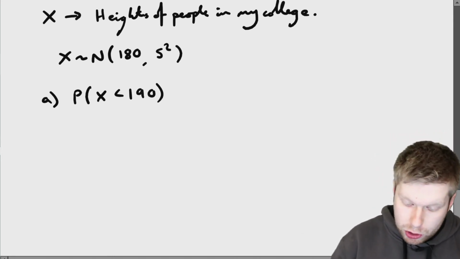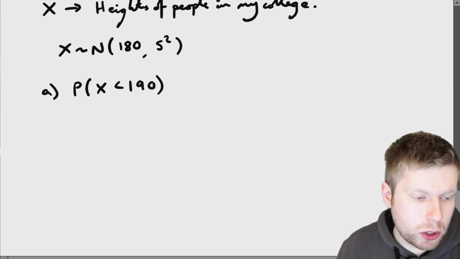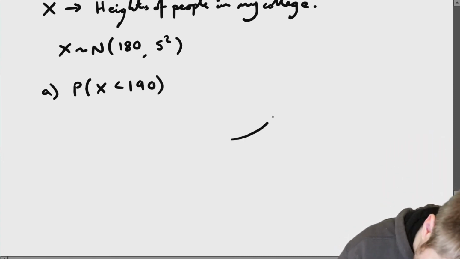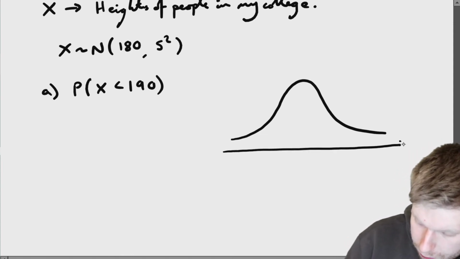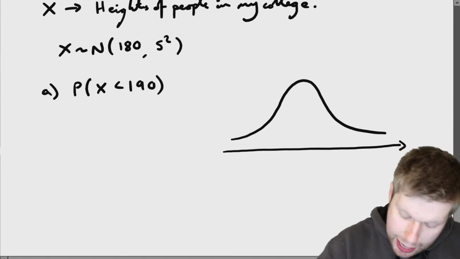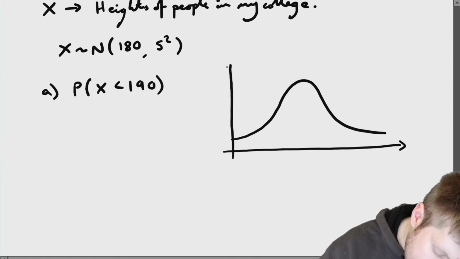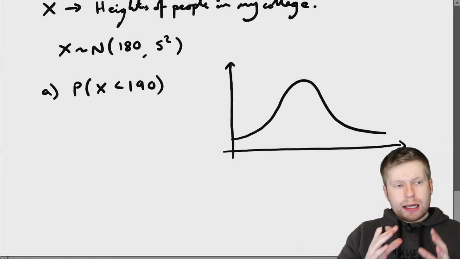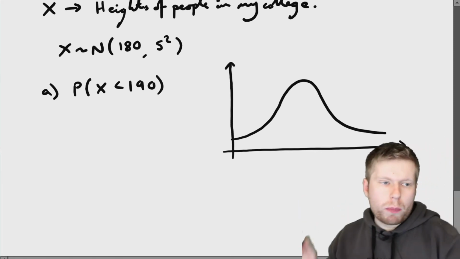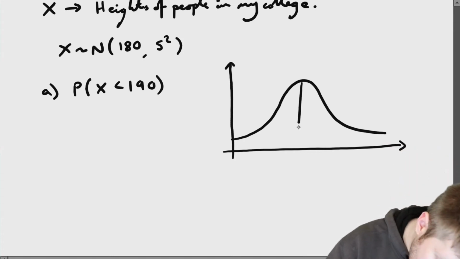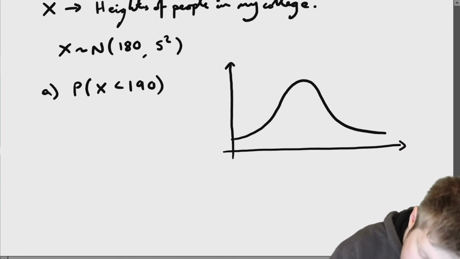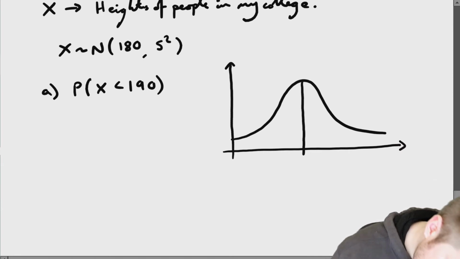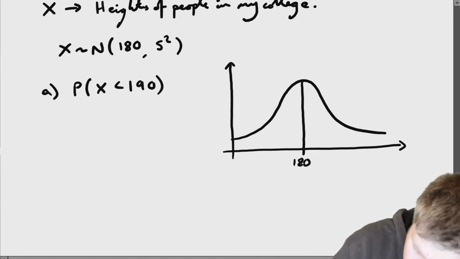First things first, I'm going to draw myself a little normal curve, like so. I'm then going to put my outcome along the bottom, so that's my x, and I'm going to look at my probability along this axis here. Now I just need to work out what the values along the bottom are going to be. The value in the middle has got to be the mean, so in this case 180 has got to be here.